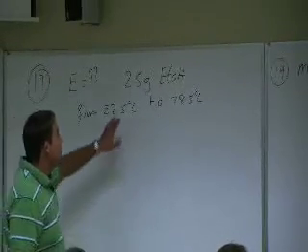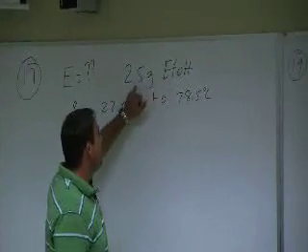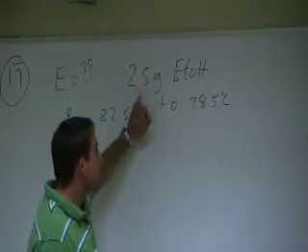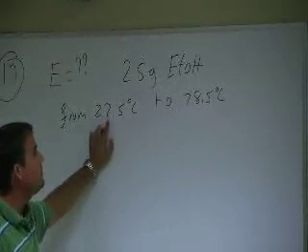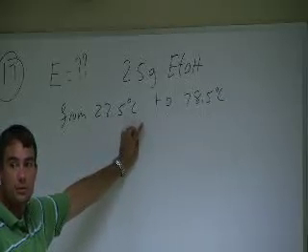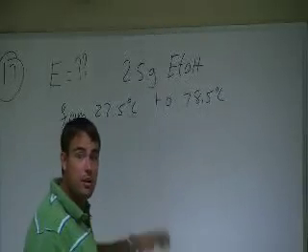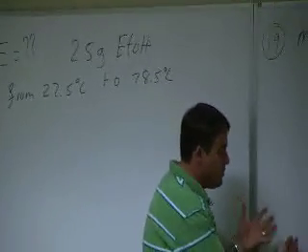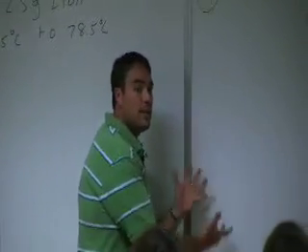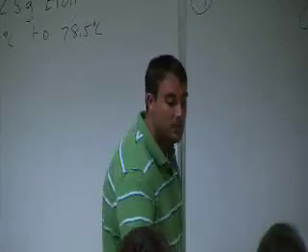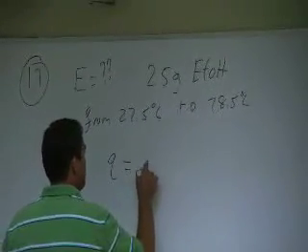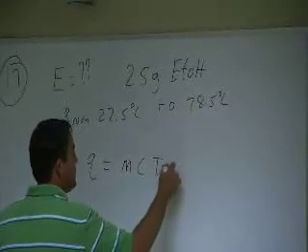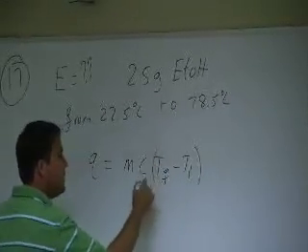The mass of your ethyl alcohol is 25 grams, and we are going to take that temperature from 22.5 to 78.5 degrees centigrade. Again, just like the problem that I worked for you before, you're putting it onto the stove, heating it up. Now, let's go ahead and write down our equation. Q equals MC, final temperature minus the initial temperature.